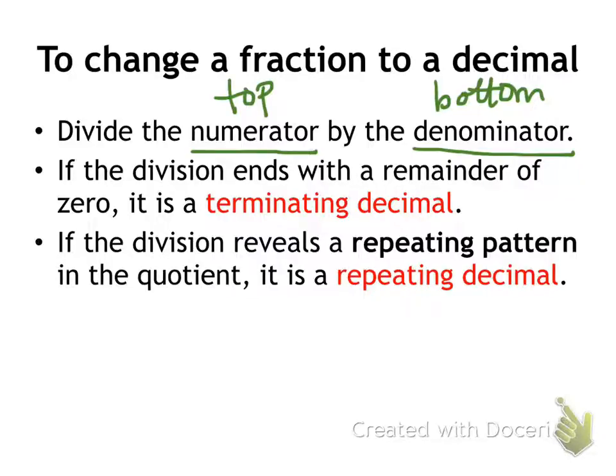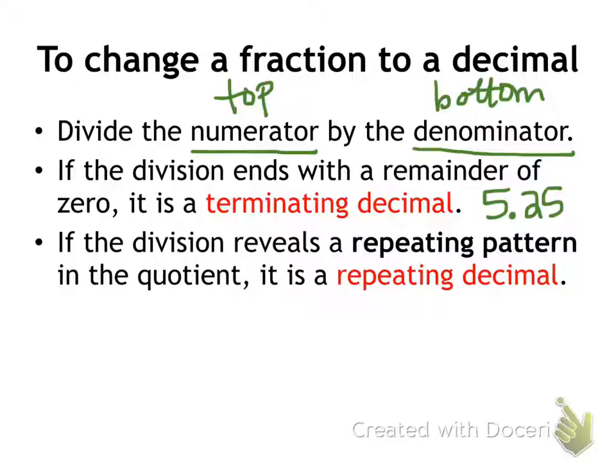Okay, there are two types of decimals. If the division ends with a remainder of 0, it is a terminating decimal. Now terminating, that means it ends. So if I have, for instance, a number like 5.25, that number ends after that 5. There's nothing else there. It would just be a bunch of zeros. So that's considered a terminating decimal.